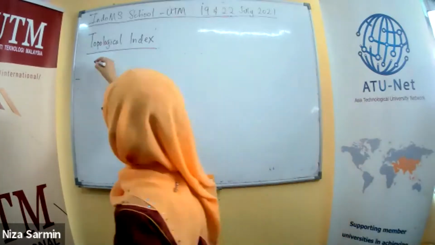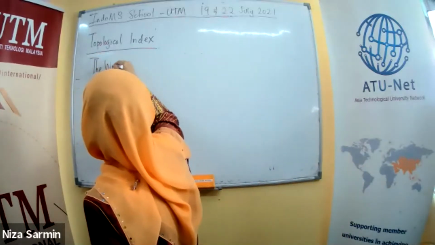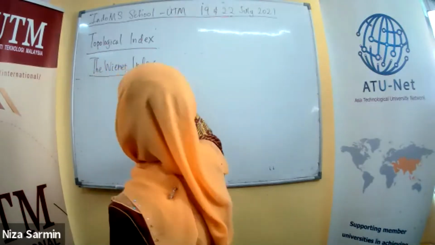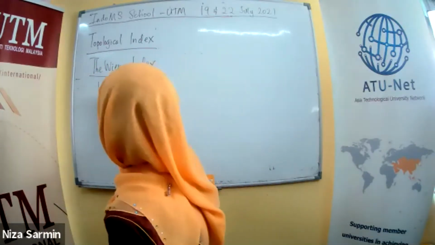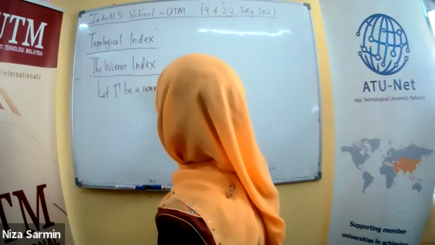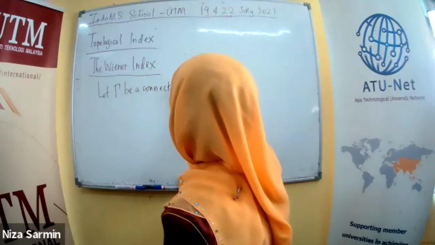Okay, so this is the main application of this. Now, we want to see the Wiener index. Let gamma be a connected graph.